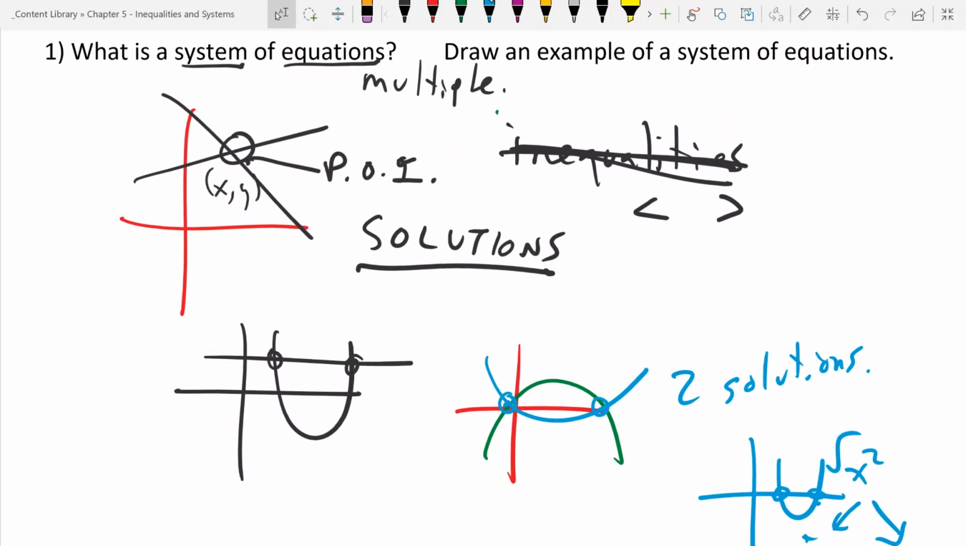But you need to know that when you have a system, it means that there's multiple equations. They can be linear and quadratic, or two quadratic. It can even be like five equations in one. But we're mostly going to deal with two. That's the big thing here.